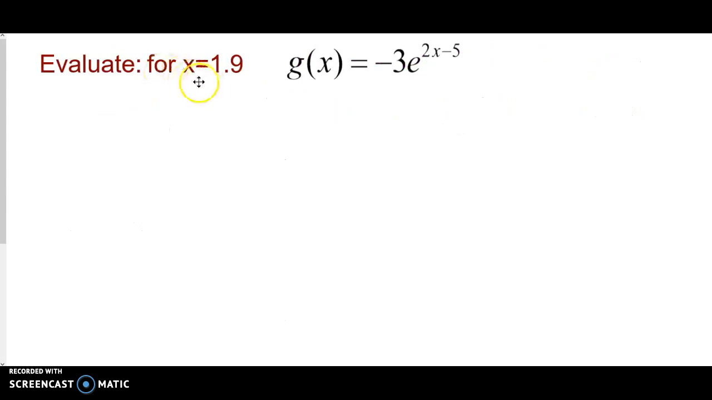So let's evaluate for x equals 1.9. Okay, so let's find out what g of 1.9 is. So go ahead, try that on your own. FYI, you will need to use your calculator and round your answer. I'll show you when we come back where that is located on your calculator. Go ahead, put me on pause.